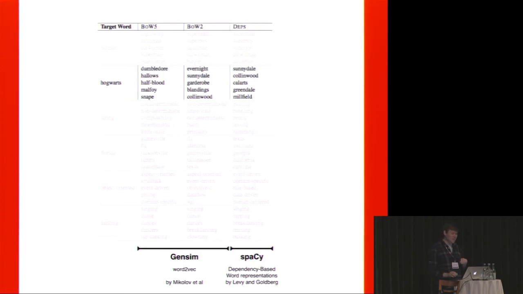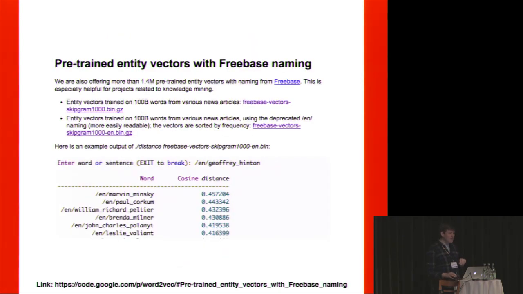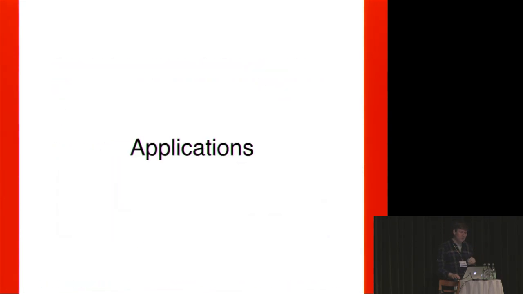So that's quite interesting. You can compute the vectors yourself, but you can also download pre-trained vectors, which were pre-trained by Google on 100 billion words. That would take you quite a while, so you can just use them, but they're quite big. But again, why would you use this? Why is this interesting? Talking a bit about applications.